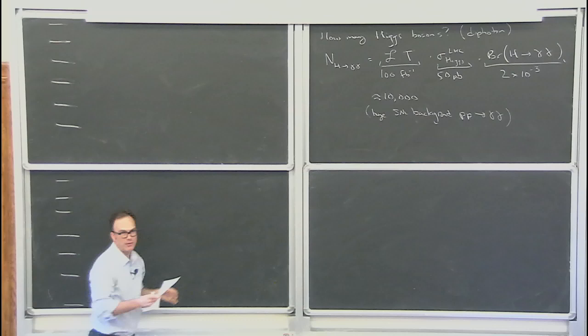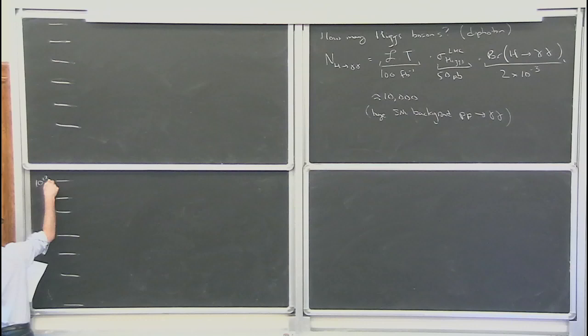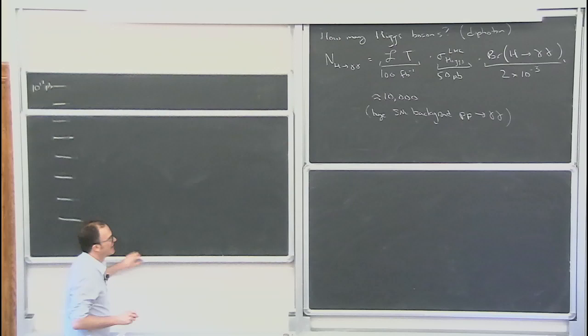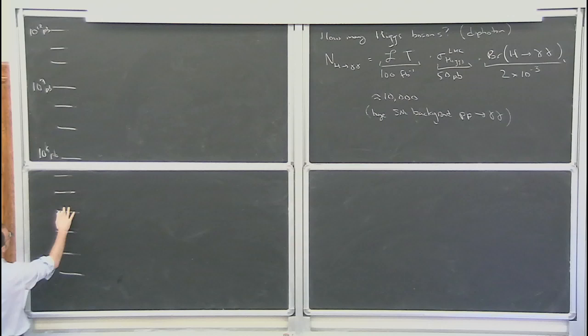Okay, so I'm going to do everything in picobarn units. So we'll start up here with 10 to the 12 picobarns. This will be 10 to the 9 picobarns. This is going to be 10 to the 6 picobarns. And then, now I'm paranoid. Did I do enough? 10 to 6, 5, 4. Let me redraw these to make them.